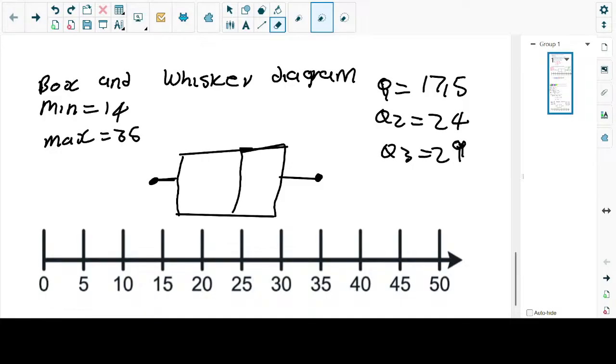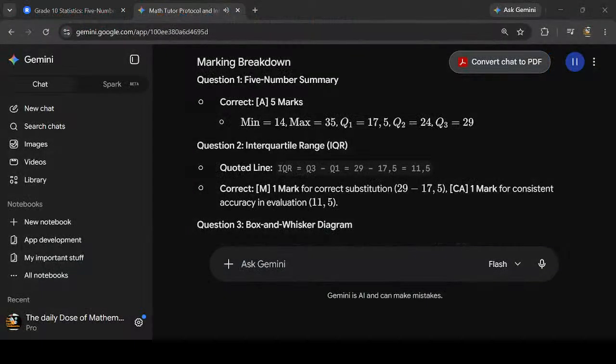Marking. Question 1, 5-number summary. Correct answer, 5 marks. Min equals 14, max equals 35, Q1 equals 17.5, Q2 equals 24, Q3 equals 29.